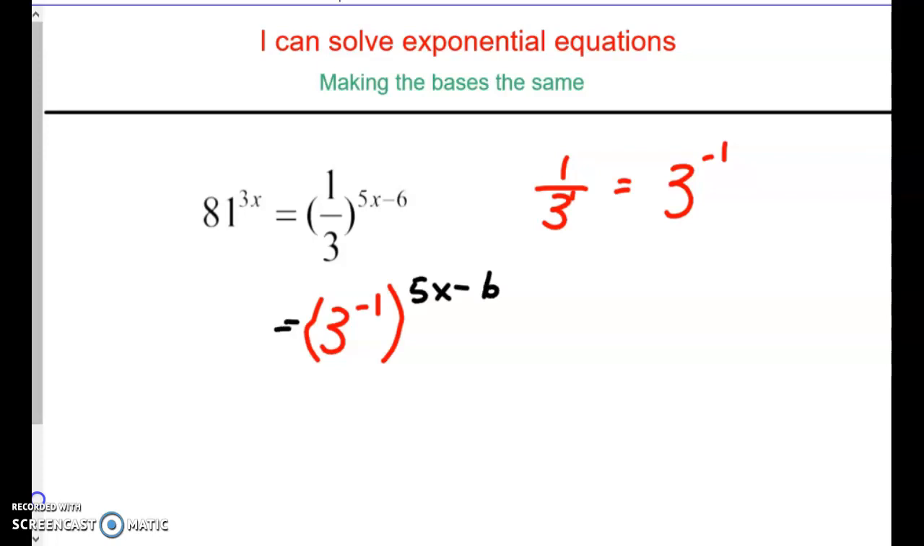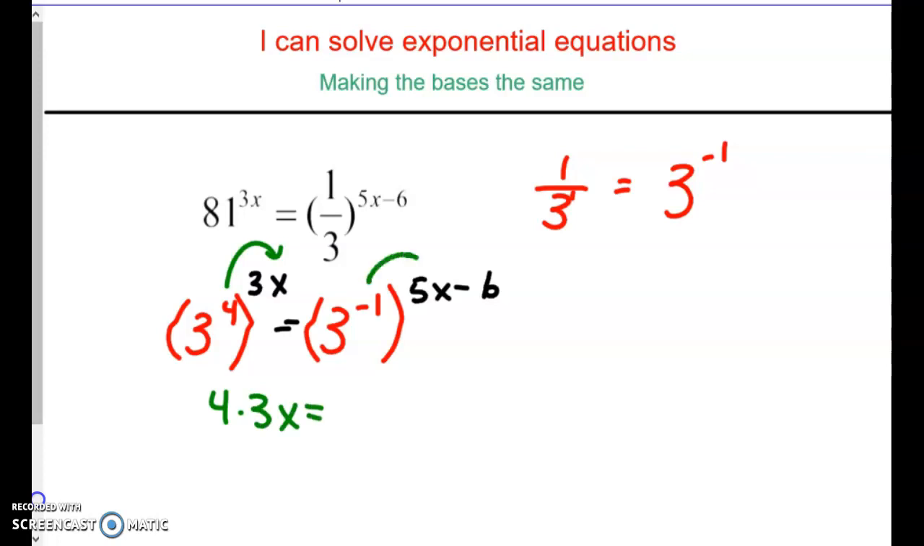Okay, same on the left side. I'm going to replace 81 with 3 to the 4th. And now once again, we have a common base. So exponent raised to an exponent, so I'll just go 4 times 3x. I may as well just write it out like that to begin with. That negative 1 is distributed. And once again, we're going to go ahead and solve.